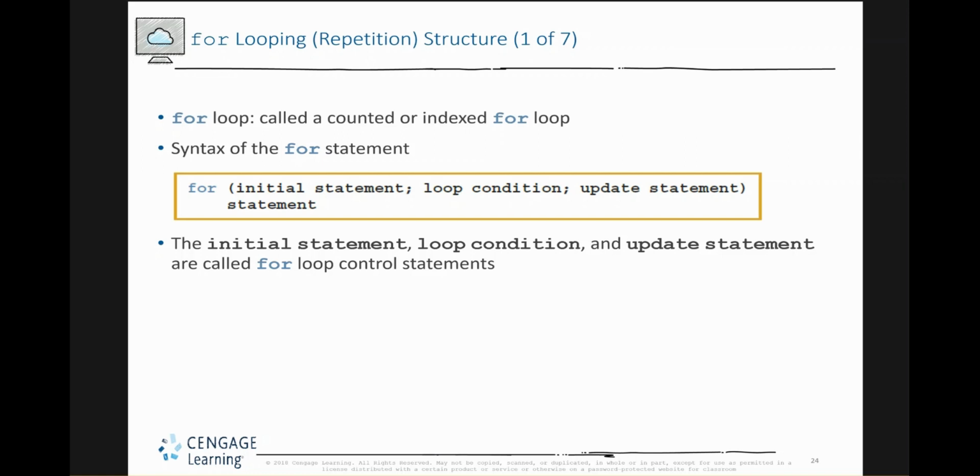The main reason you'll want to use a for loop is because it's a simplified version of the counter-controlled while loop. So the for loop is called a counted or indexed for loop. The syntax for the for statement is you have for, your initial statement, loop condition, and your update statement, all within these parentheses. And then, of course, what's going to happen. The initial statement, loop condition, and update statement are called for loop control statements.